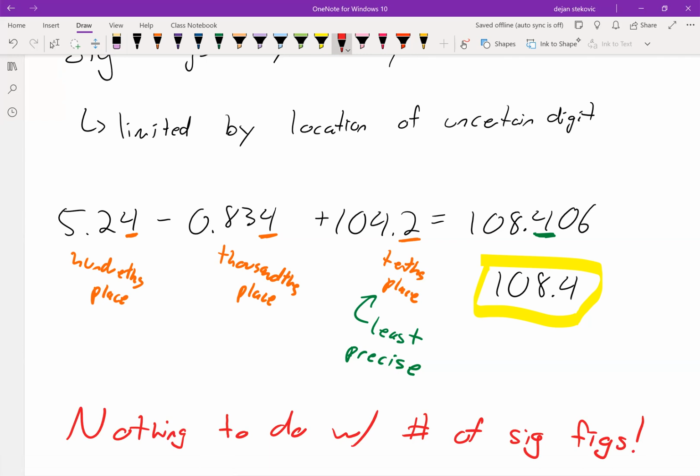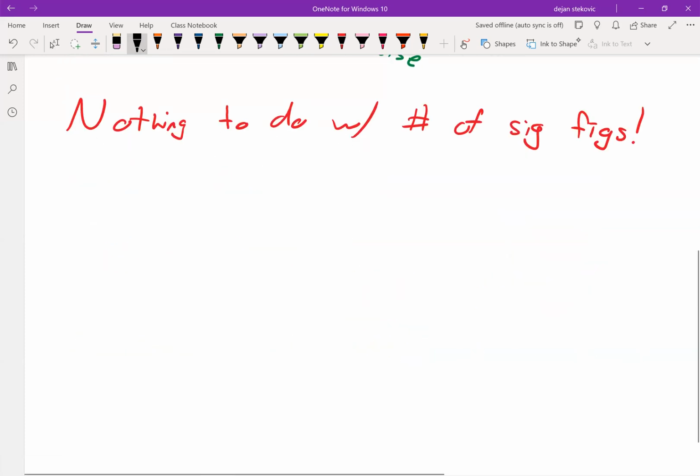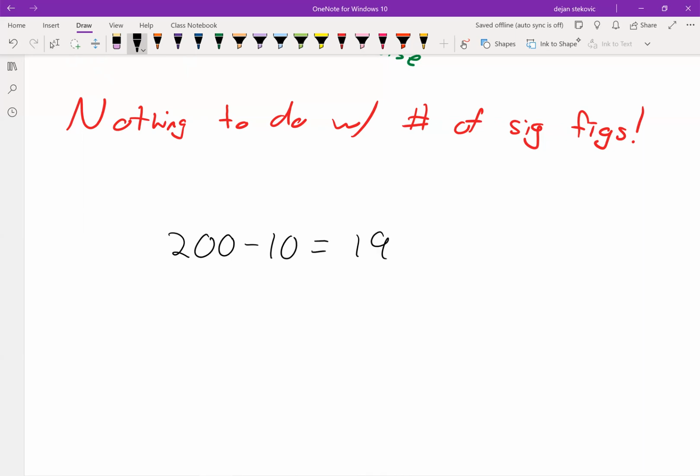Right, note our answer has 4 sig figs, while these two numbers each only have 3 sig figs, right? Nothing to do with the number of sig figs. It's all about the location of the uncertain digit. So for example, this leads to some unintuitive answers. So for example, 200 minus 10 is equal to 190. Right? If you type that in your calculator, that's what you get.